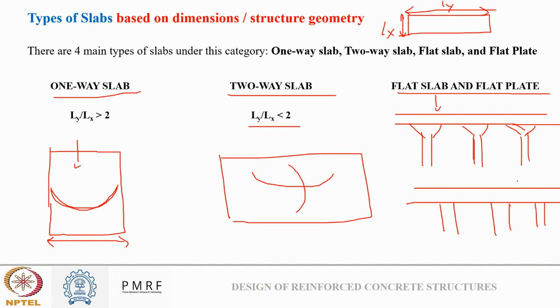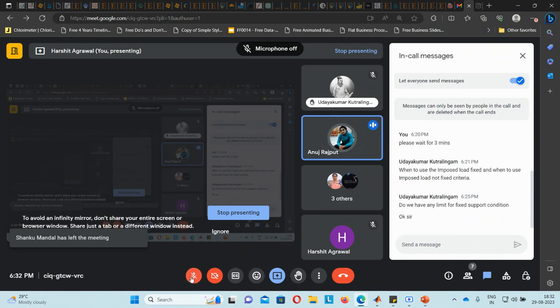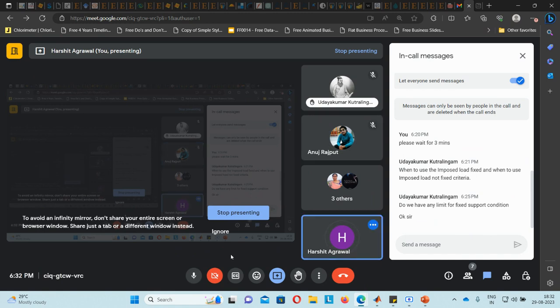Sir, does the slab definition also change with the support? Sometimes, sir, if the slab is two-way but we are providing only two supports, then do we calculate on the basis of two-way, or do we go for one-way? I'm not clear what you are trying to ask. Can you please reframe your question?